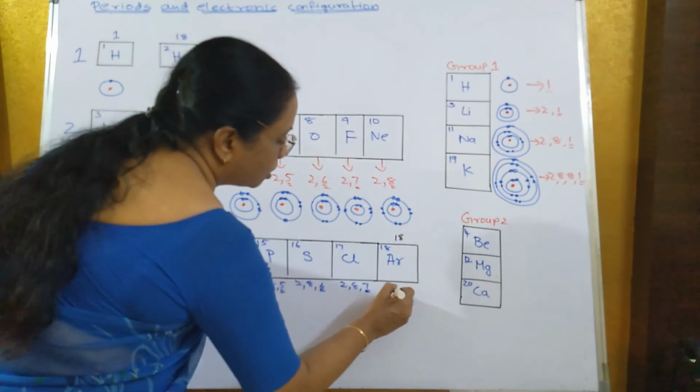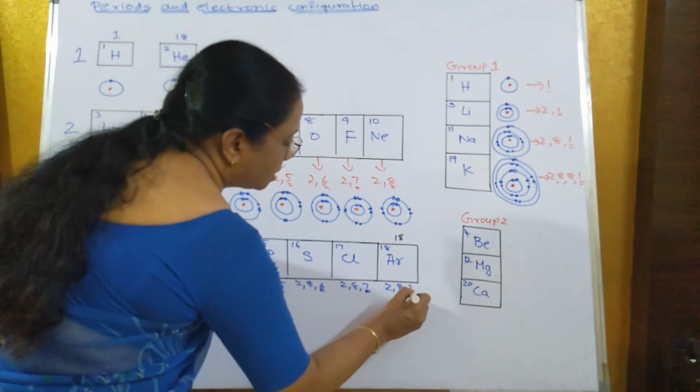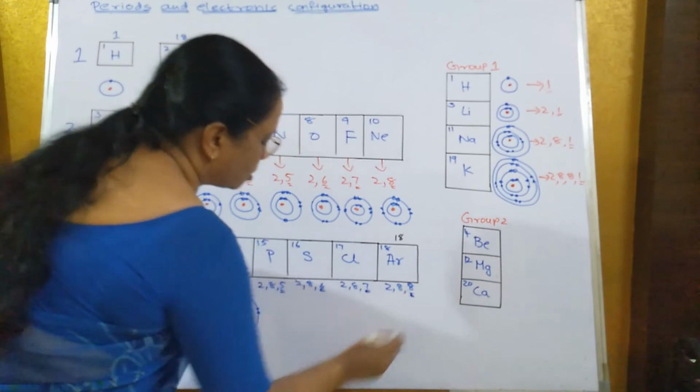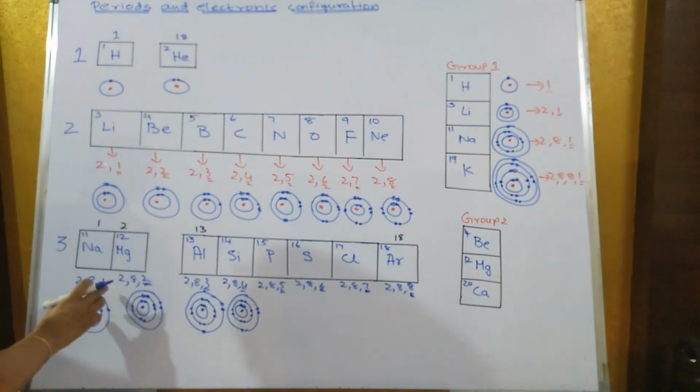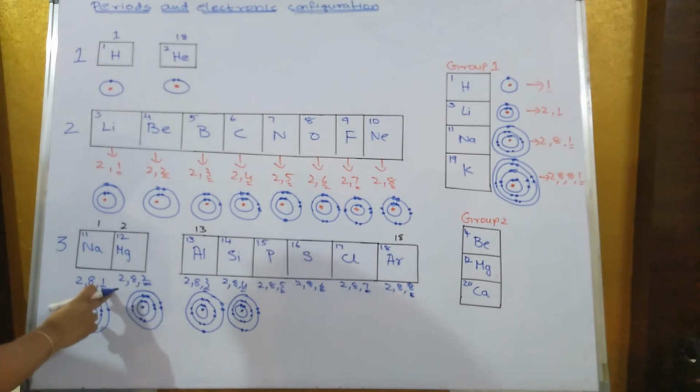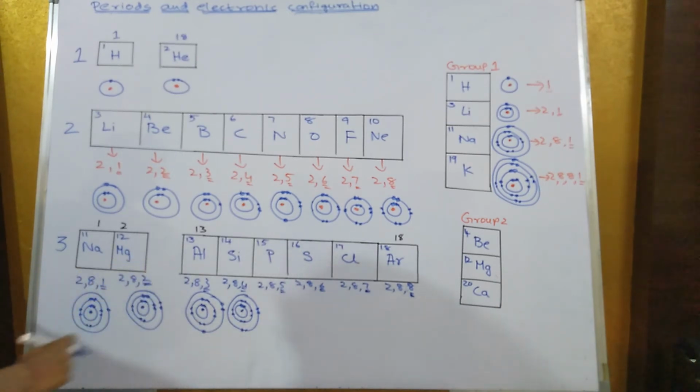And this will be 2, 8, 2. The valence 2, 8, 8. So the valence electron is how much? 8. So the last shell is having one valence electron, which is increasing 1 at a time.